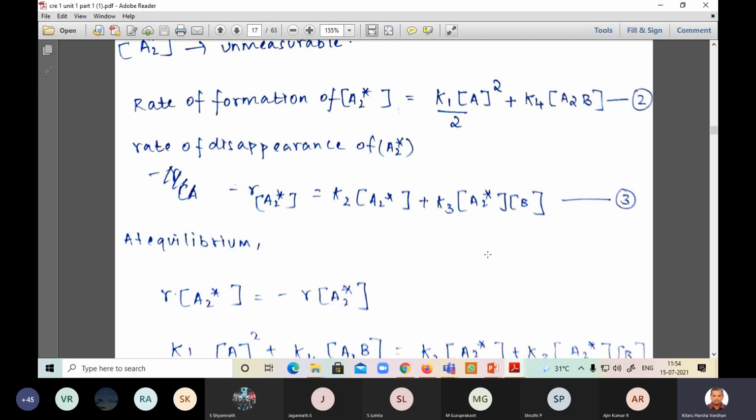Any problem till now? Only these three steps are difficult. Afterwards, it is just adding one to the other. Any doubt, you ask, I'll clarify here.